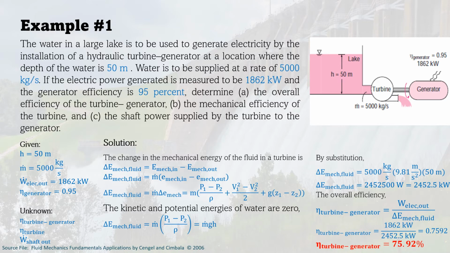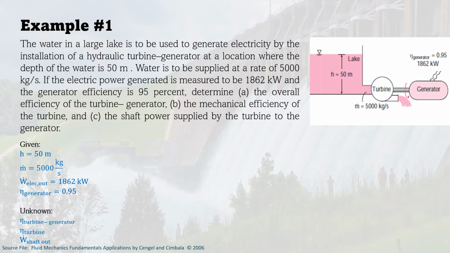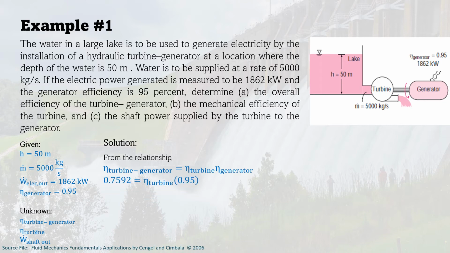Now that we have the turbine generator efficiency, we can compute the turbine efficiency by using the relationship between them, which is the product of the turbine and generator efficiency. By substituting the values that we already know, we get the turbine efficiency as 79.92%. So the efficiency of the turbine alone is 79.92%.